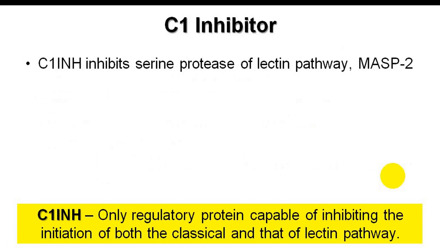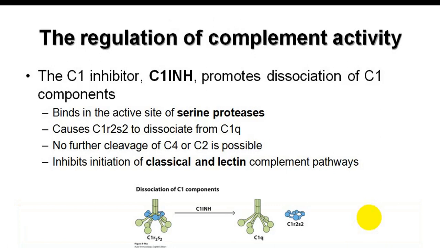C1 inhibitor inhibits serine protease of the lectin pathway also, and one of the serine proteases of the lectin pathway is MASP2. So C1 inhibitor thus is the only regulatory protein capable of inhibiting the initiation of both the classical as well as the lectin pathway. Now, what is the regulation of complement activity? The C1 inhibitor promotes dissociation of C1 components. It binds to the active site of serine protease, as we saw, causing C1r2s2 to dissociate. No further cleavage is possible, and thus it inhibits initiation of classical as well as lectin complement pathways.